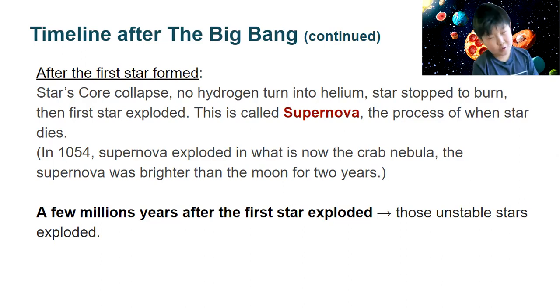How bad is a supernova? I mean, I don't think it's very bad at all. However, in 1054, the supernova exploded and is now the Crab Nebula. The supernova was brighter than the moon for 2 years. 2 million years after the first stars were formed, they exploded, and the process happens.